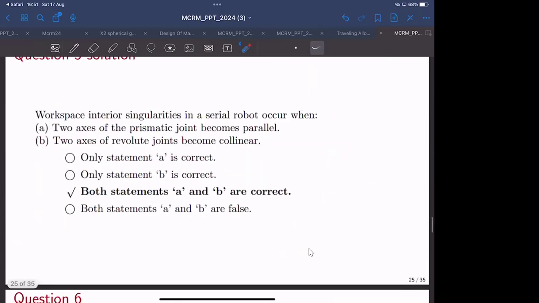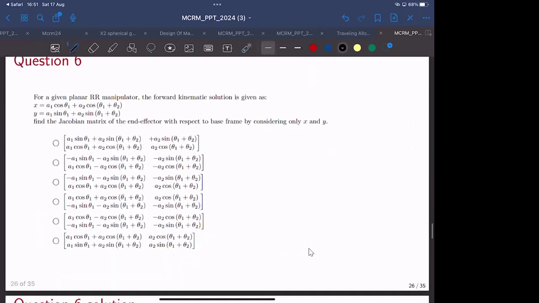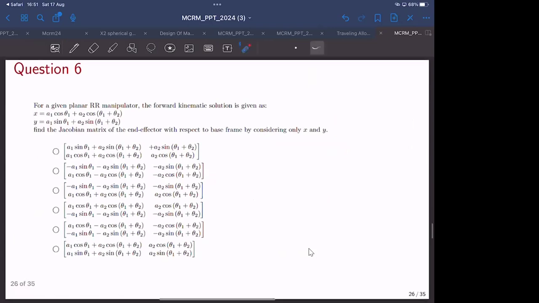So that is indeed the case. Okay, moving on to question 6. Yeah, this is a subset of what we have solved earlier. So for a given RR manipulator, the forward kinematic solution is given as so and so.